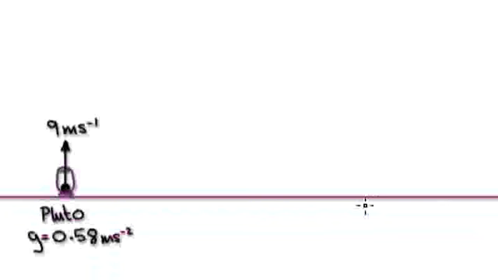Okay, see if you can do this one now. We are now on Pluto. We're going to fire a cannonball vertically upwards at 9 meters per second. Gravity on Pluto is 0.58.